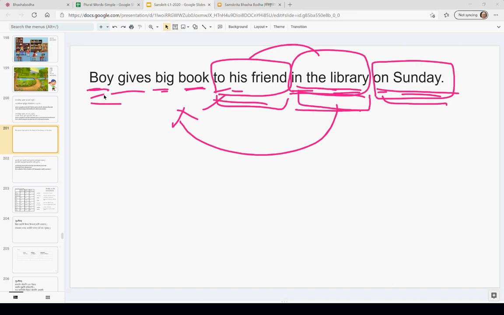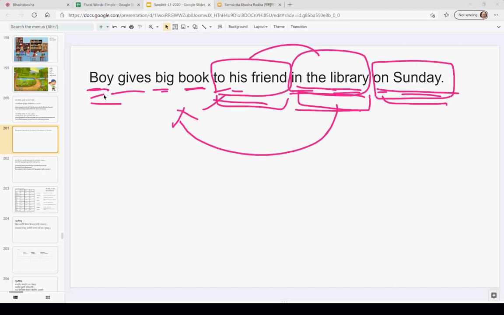So where, in the question, the preposition in comes there. Where is he giving? In the library. When? On Sunday. To whom? To a friend. What? Book. There is no preposition, but that is a questioner. So based on the question, the different prepositions are attached and they make certain meanings here.